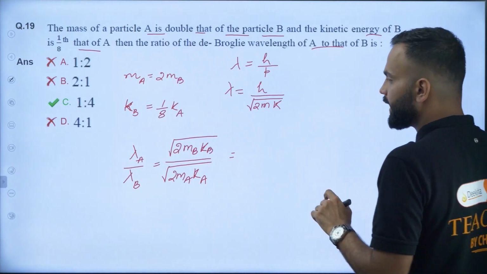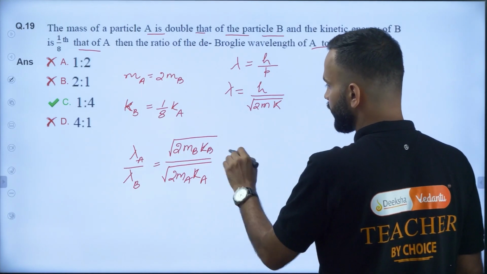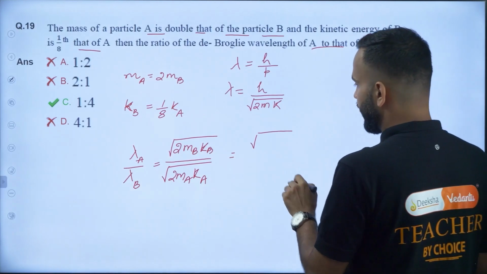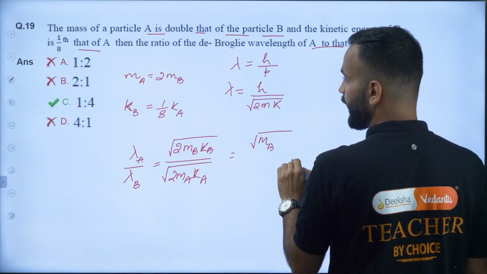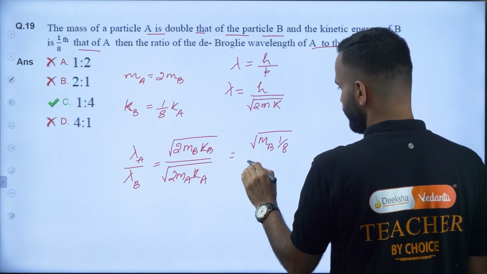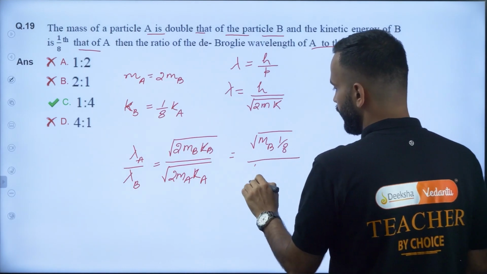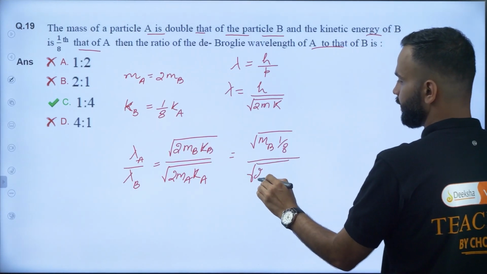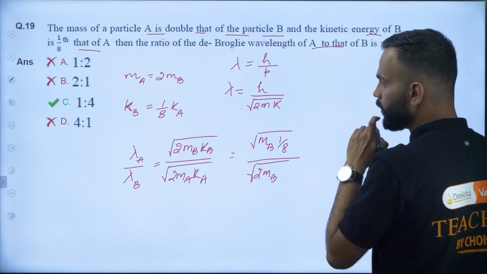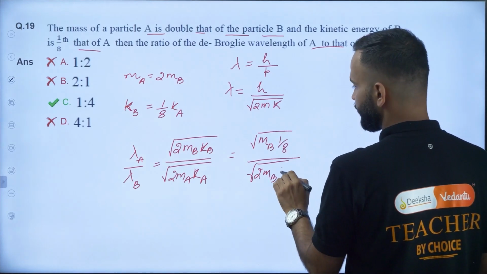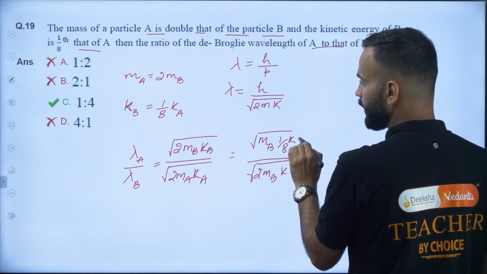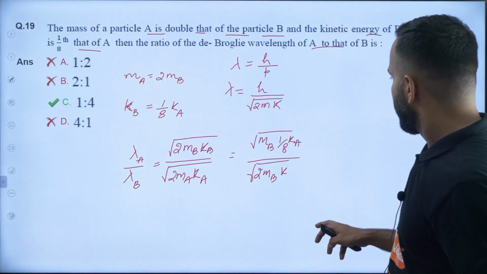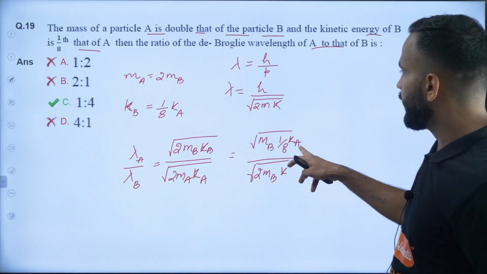So now root 2 will get cancelled. Here root of mB into KB, which is 1 by 8, divided by root of mA, which is 2mB, into KA, right? Isn't it? KB is 1 by 8 times KA.